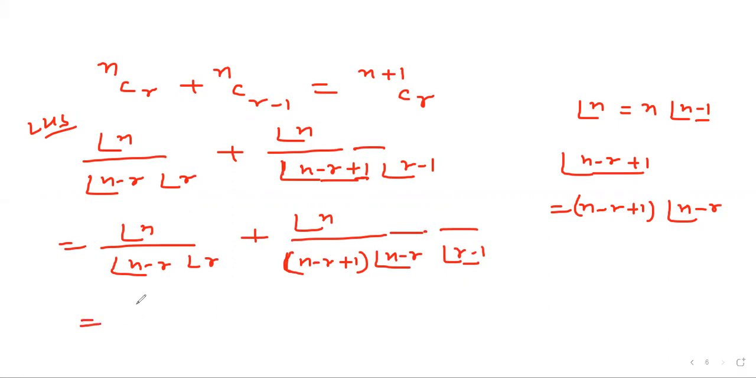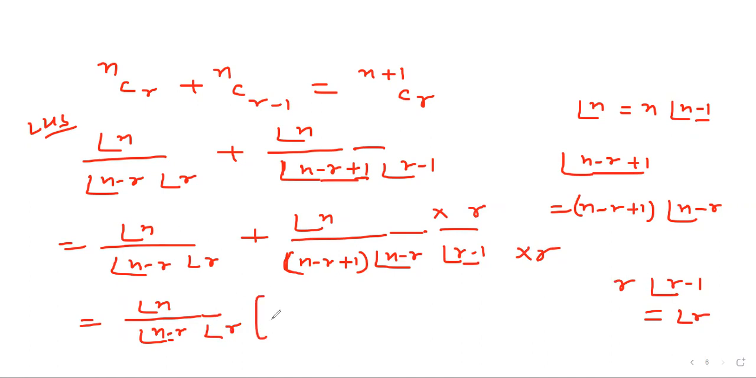if we take common factorial N upon factorial (N minus R), and here one thing can be done, we can multiply by R and R. So this term R times factorial (R minus 1) will become factorial R. So we can take common factorial R also. So factorial R, then here 1 plus R divided by N minus R plus 1 will be left.